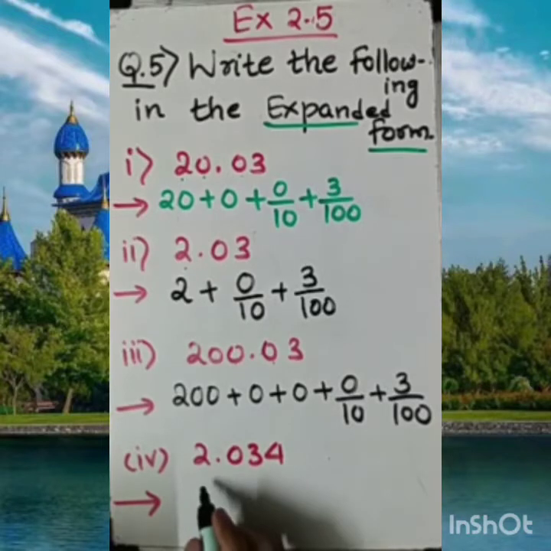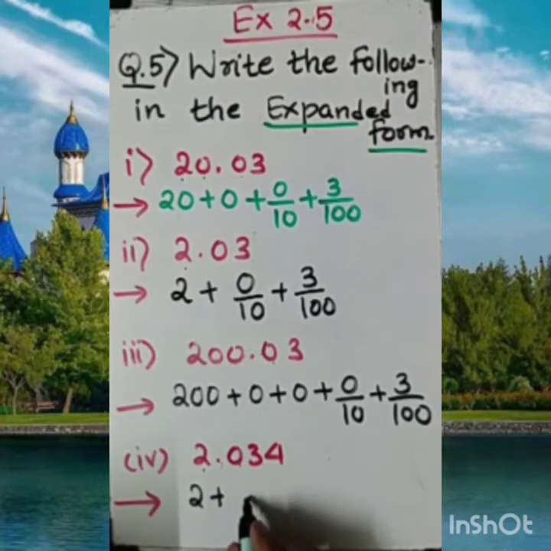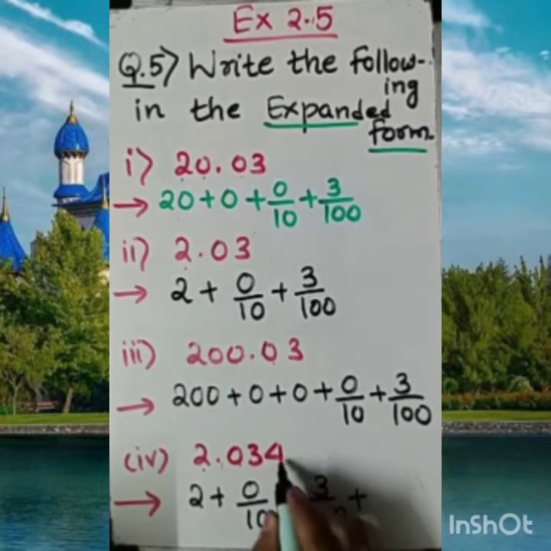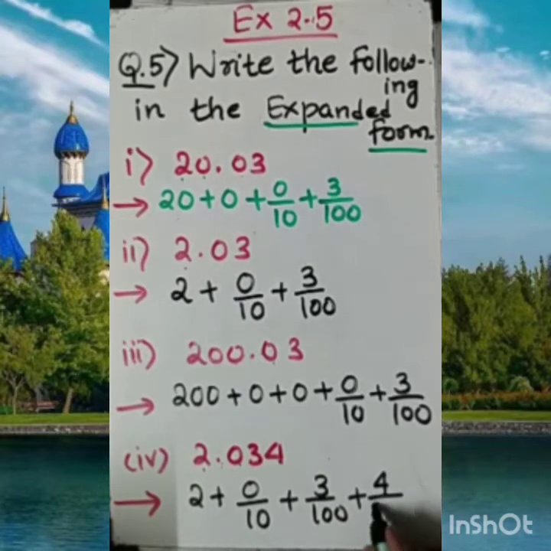Let's work out the fourth. Here before the decimal there is only 2, so 2 will be considered as the ones place. After the decimal, first place 0 by 10. Second place 3 by 100, and of course the third place will be considered as 4 by 1000, that is the thousandths place, THS. This is the expanded form which is given in the question.